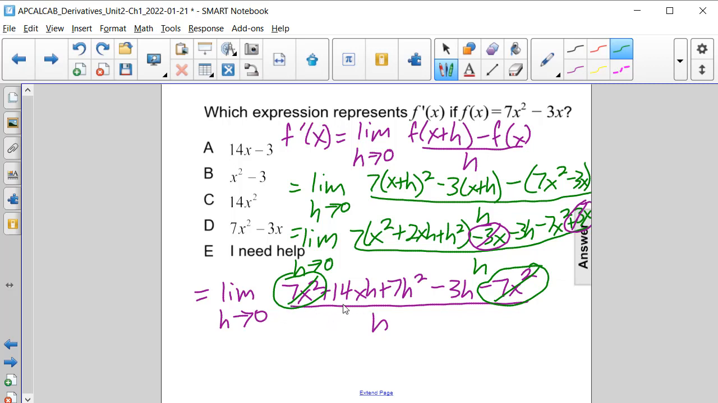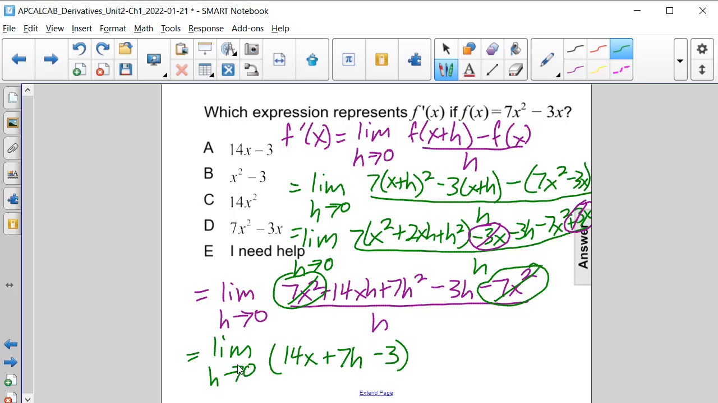And then all of the remaining terms that we have, this 14xh plus 7h squared and minus 3h, they all have an h term in them. So we can divide each of these three terms by h in order to simplify further. And that's going to then leave us with the limit as h approaches 0 of 14x, because xh divided by h is x times 14, plus 7h, because h squared divided by h is just h, and then minus 3, because 3h divided by h gives us 3.